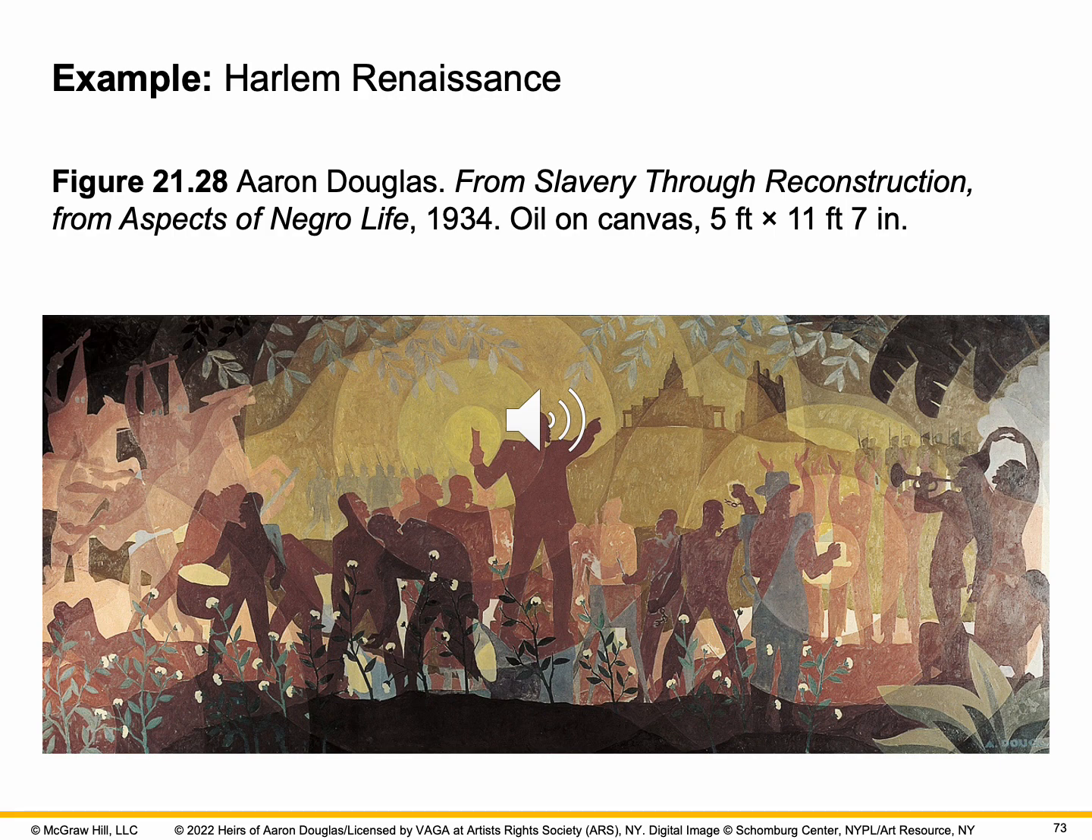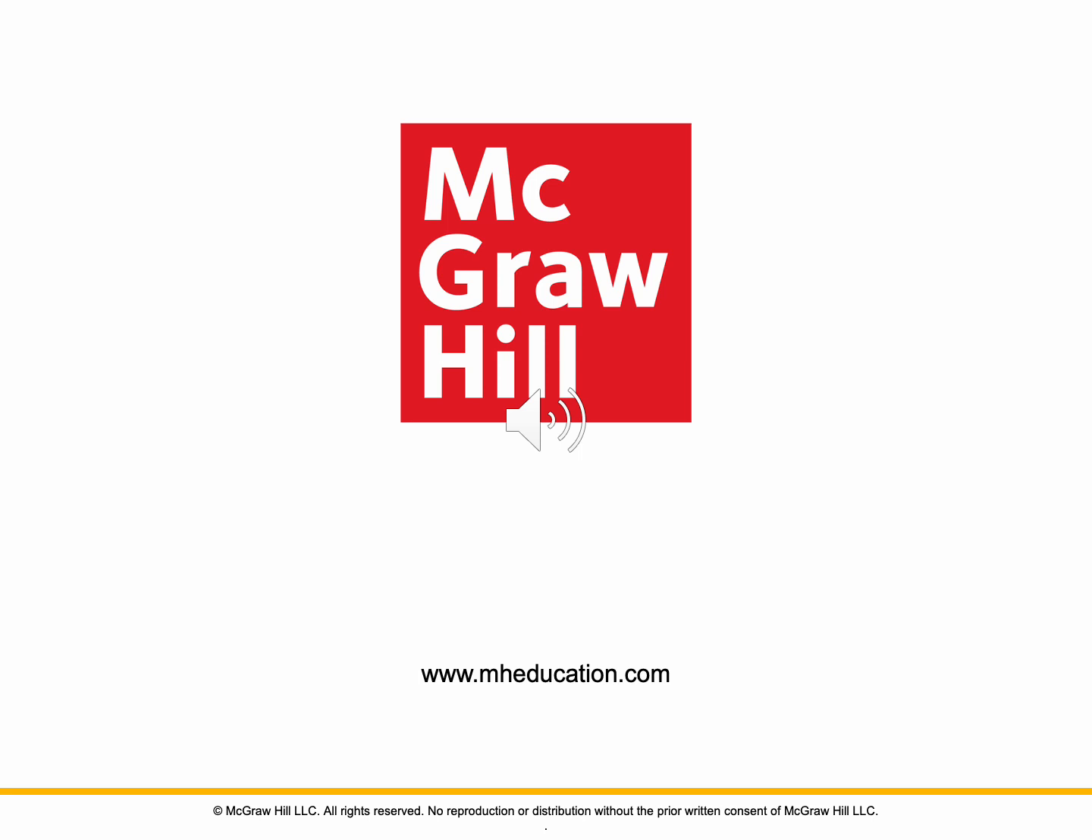Douglas worked proficiently throughout the 1920s, but perhaps is most noted for a series of murals he did a few years later for the 135th Street branch of the New York Public Library. This series is called Aspects of Negro Life. Our illustration shows the segment that Douglas called From Slavery Through Reconstruction. This concludes Chapter 21.